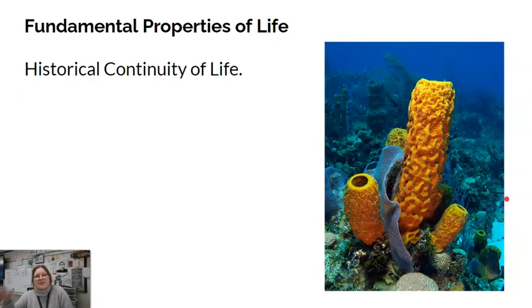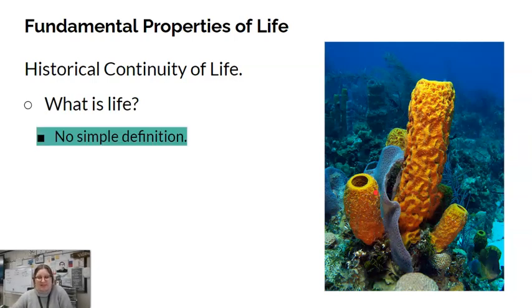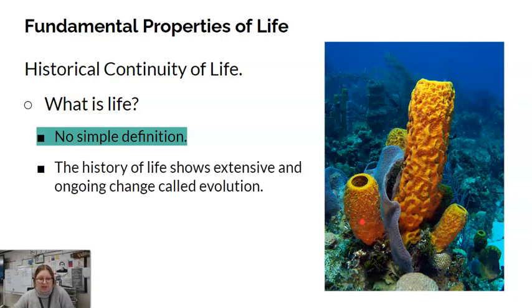So let's talk about the fundamental properties of life. First we have the historical continuity of life. What is life? There's really no simple definition. You'll see in a couple slides we have, I think, 8 bullet points that have to exist in some way for something to be living, but it's not one simple definition. The history of life shows extensive and ongoing change called evolution.